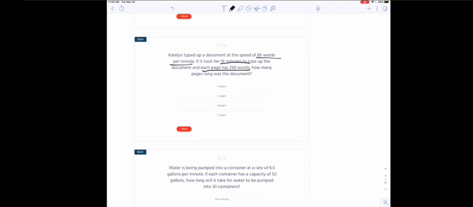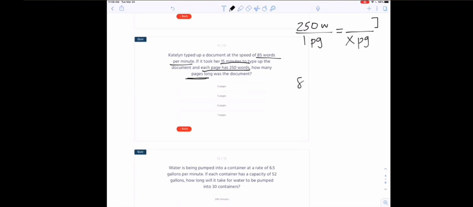Okay, we want to know the number of pages. That's what the question is asking us for. And it gives us a rate that says each page has 250 words. So it's 250 words for 1 page, right? And we want to know the number of pages. But what do we need to know to be able to find that? The number of words. Well, do we know how many words there are? No, it doesn't tell us.